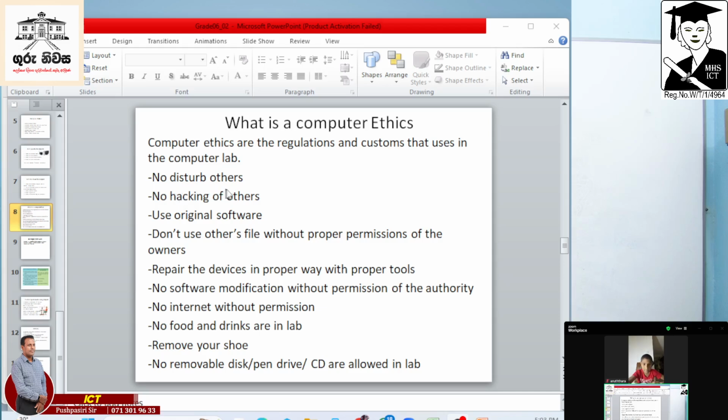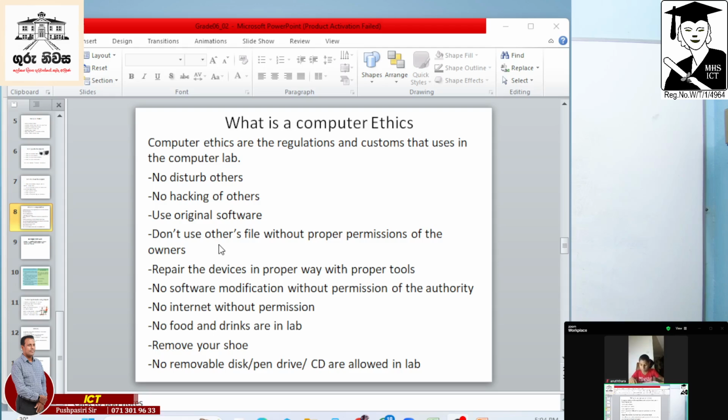Not disturb others. When you enter the computer room, you are not going to disturb any others. And no hacking of others. අනිත් අයගේ දේවල් හොරෙන් ගන්න බෑ. Right? Use original softwares. We always try to use duplicate softwares. Not to use duplicate software, we have to use original softwares. When you use original softwares, we have to pay some money to the vendor. Vendor means the person who created that software. So we have to pay them and then use them.